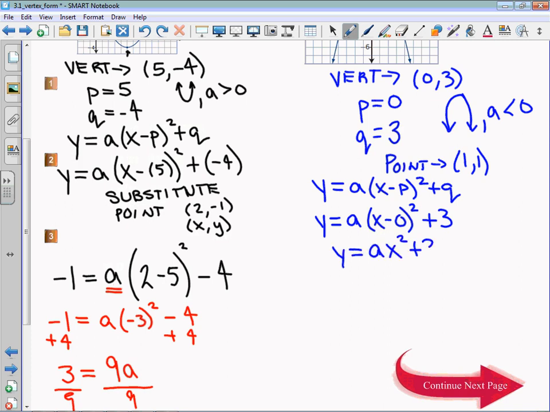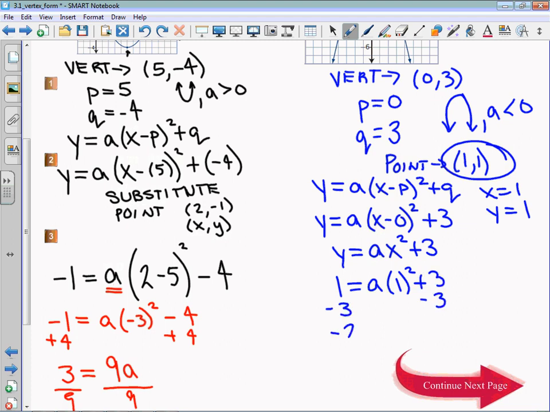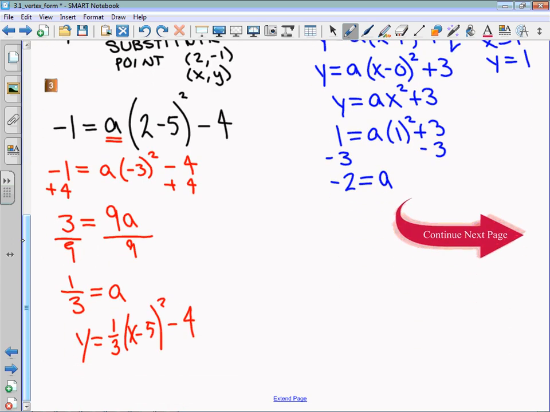And then because it's going through the point (1, 1), that means I can substitute 1 in for x and 1 in for y, and I get that 1 is equal to a times 1 squared plus 3. I'm going to subtract that 3 from both sides, and I get that negative 2 is equal to a. Well, that meets what we expected. We expected a to be less than 0, so the last part is to write our function, which is y equals negative 2x squared plus 3. And that would yield the graph given to us in the question.